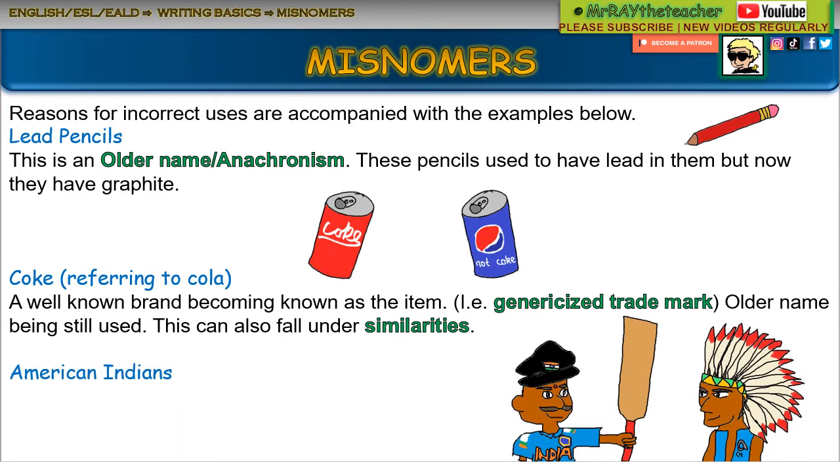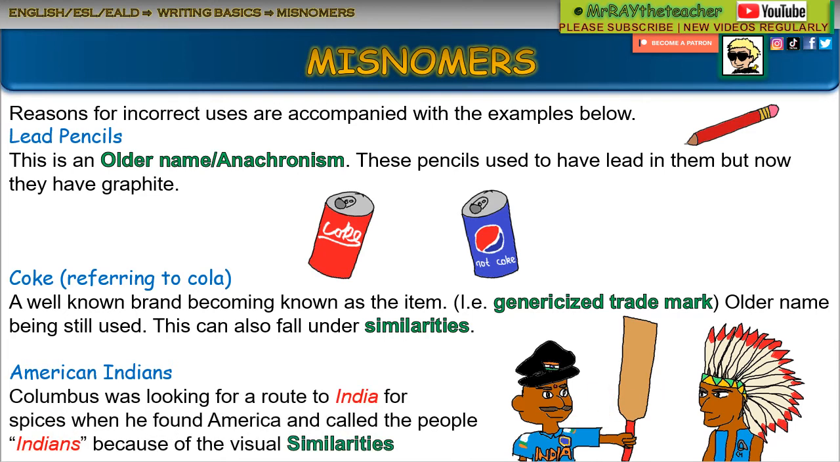American Indians. So there's Sachin Tendulkar. And Columbus was looking for a route to India for spices when he found America and called the people Indians because of the visual similarities.